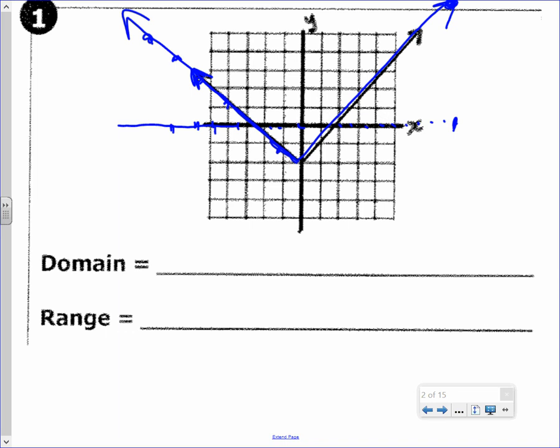It's not like the thug running away from the cop. X can be any number, so the domain here would be all real numbers. We're going to write all real numbers. A real number is just a number that's on the number line. This function goes on forever that way and forever to the right. That means x can be any number, so the domain here would be all real numbers.